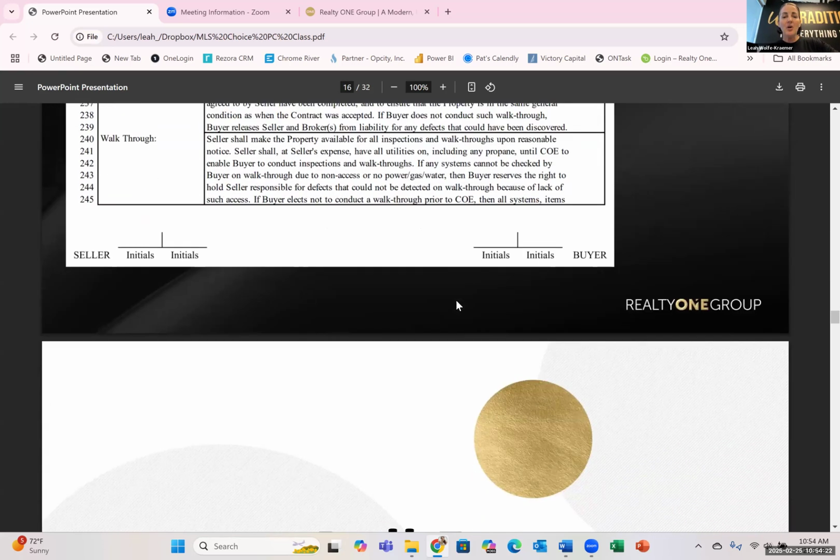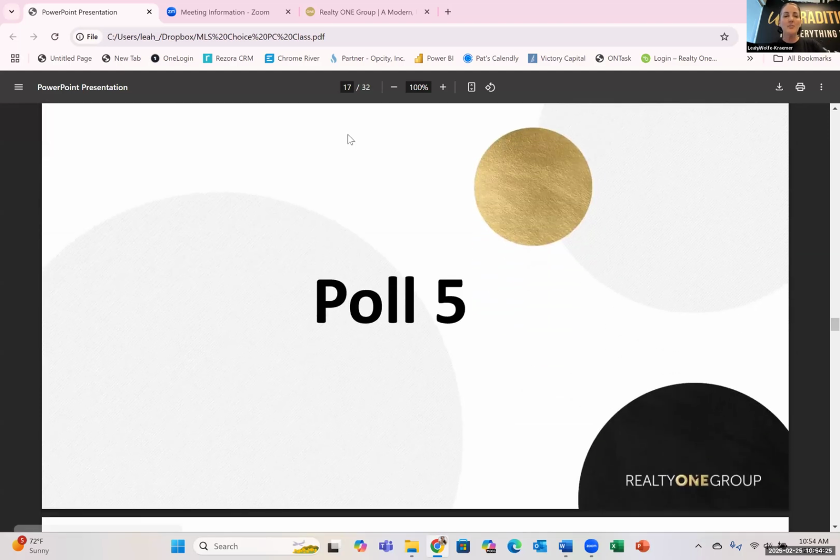All right, making it available, all the same stuff. Going into poll 5. All right, true or false? On the AAR purchase contract, the buyer must provide a copy of the appraisal to the seller if they cancel based on the appraisal contingency. True or false? On the AAR vacant land purchase contract, the default due diligence period is 30 days. And true or false, the AAR purchase contract requires the seller to provide a CLUE report to the buyer.